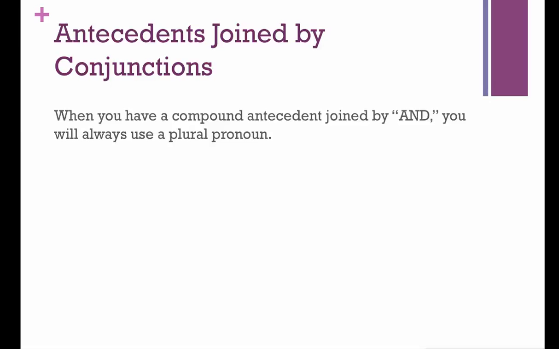When you have antecedents joined by a coordinating conjunction, you have to pay attention to which conjunction is being used. If it's joined by "and," you'll always use a plural pronoun. So in the sentence, "Maria and Denise played their trumpets together," because I have Maria and Denise, I'm going to use the plural pronoun there.